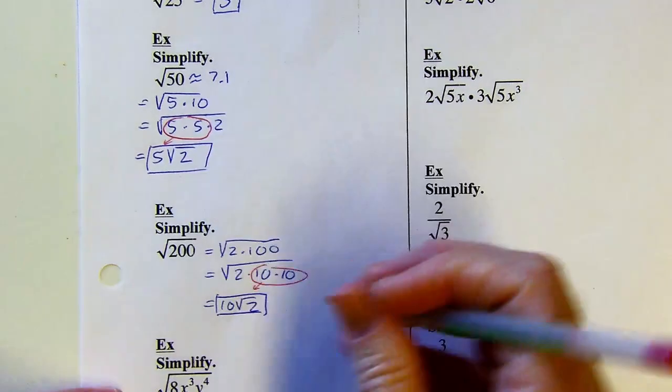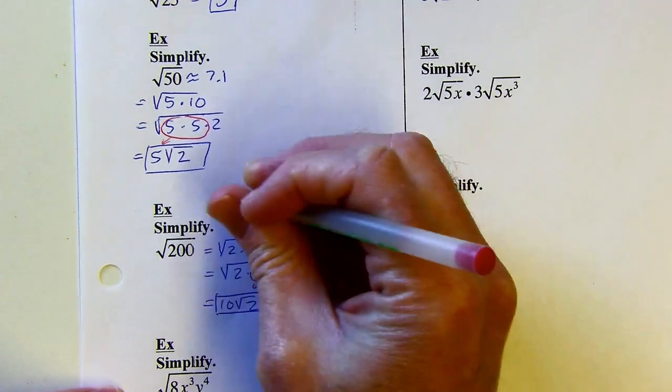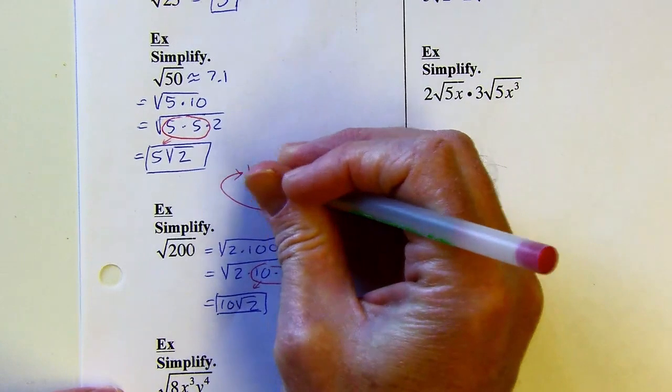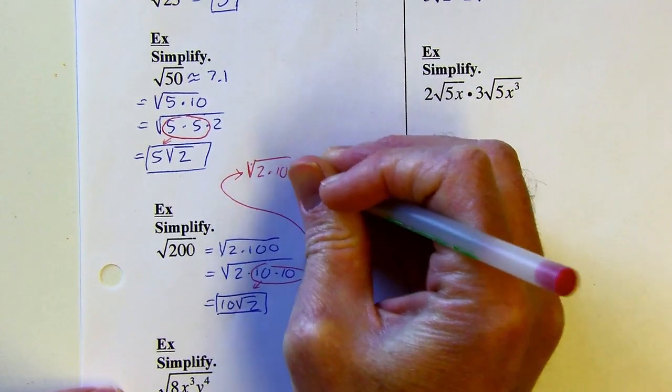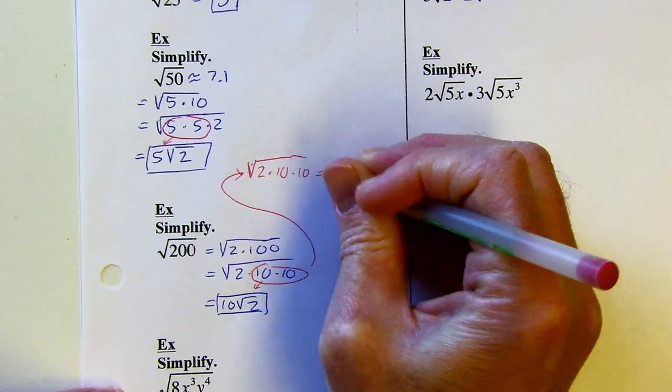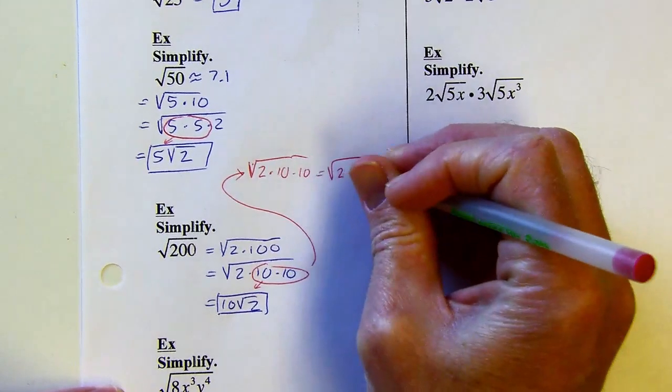Let's say that you did break up the 10s further. I just want to show you that, here, I'll do this up here. If we had this and we kept going, I just want to show you that it will end up at the same place anyway. So I could break each 10 into 2 times 5.